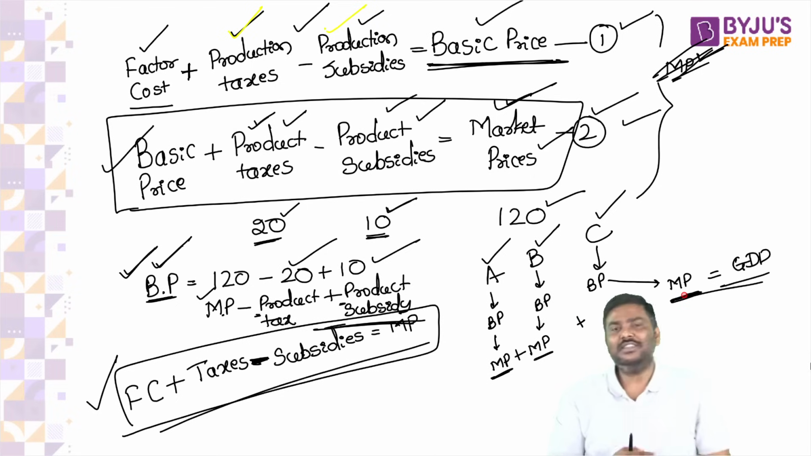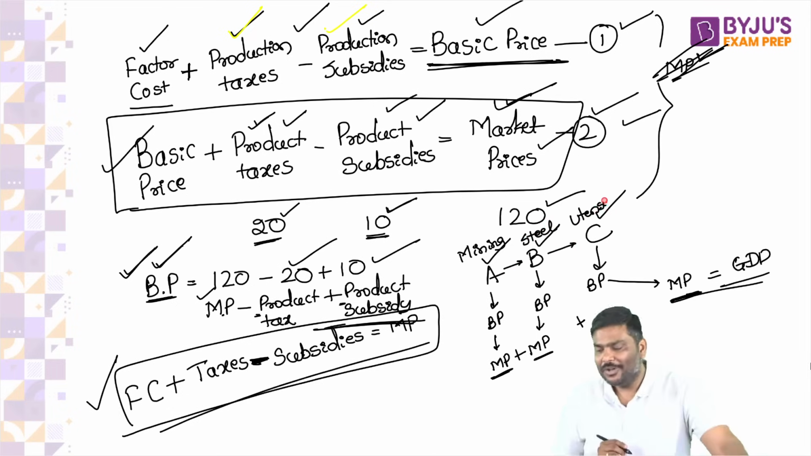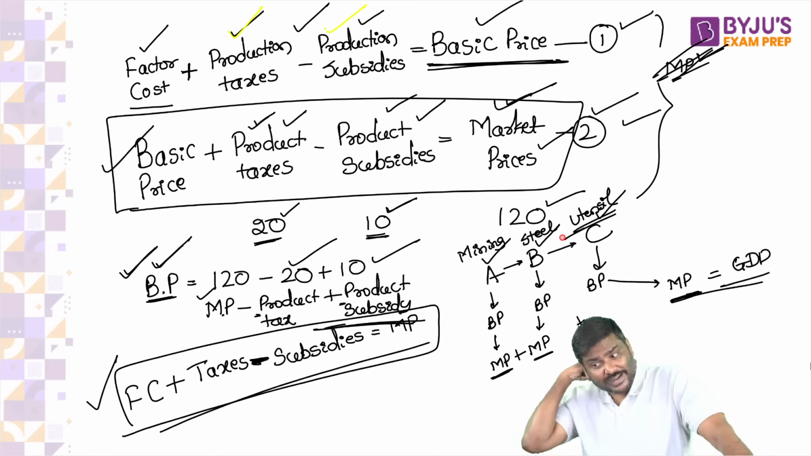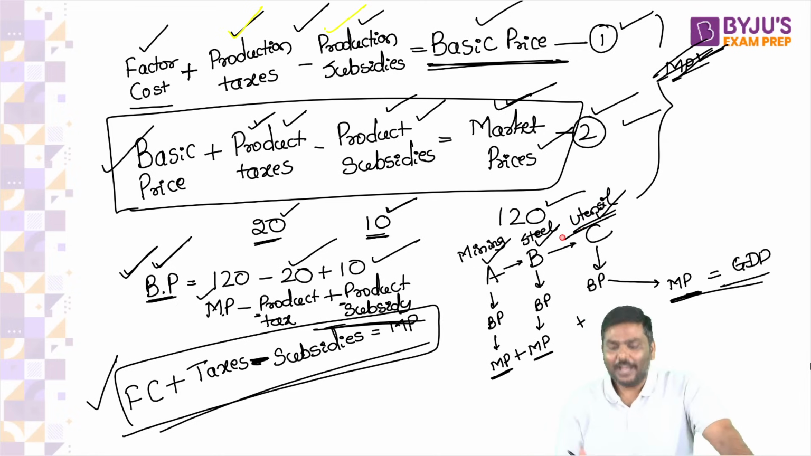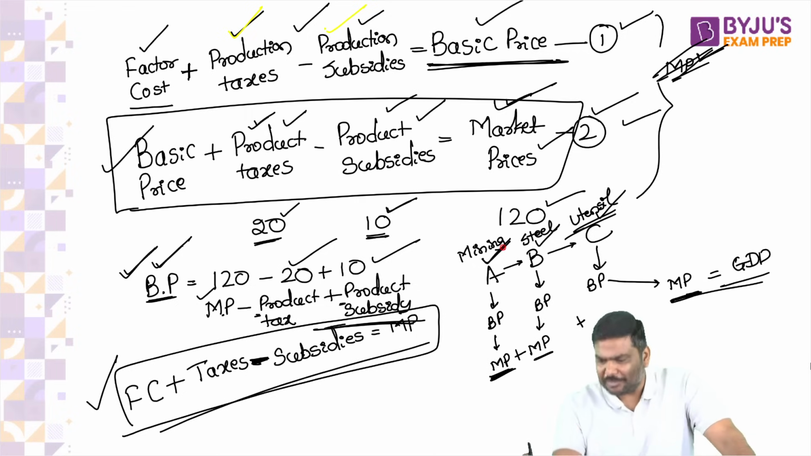What if I say A is a mining company? I'll take the earlier example. A is a mining company and B is a steel manufacturing company and C is a utensil manufacturing company. Let me know. Steel is used by company C to manufacture utensils. Now, is the formula correct? Market prices of all the goods produced by company A plus market prices of all the goods produced by company B plus market prices of all the goods produced by company C. Will it give me the GDP number?